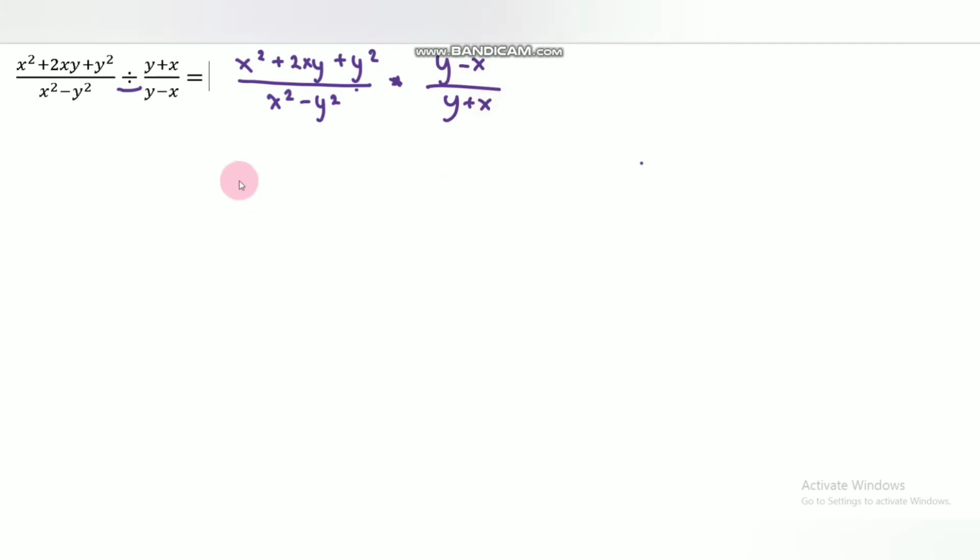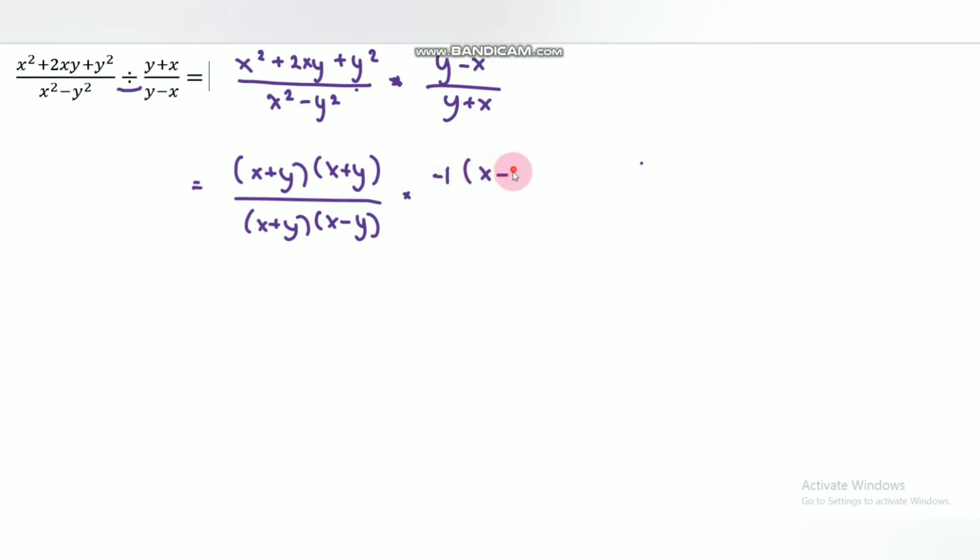That's the first thing. And then let's factor everything, each numerator and denominator. The first one is factorable, so it is x plus y times x plus y over x plus y times x minus y, multiplied by, let me change it, negative 1 multiplied by x minus y, over x plus y, because y plus x and x plus y are exactly the same. Now we can start canceling, right? So this one is cancelled, this one is cancelled, this one is cancelled. Wow! So it's negative 1, the final answer.